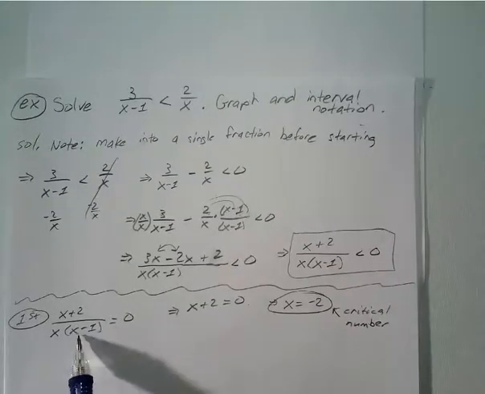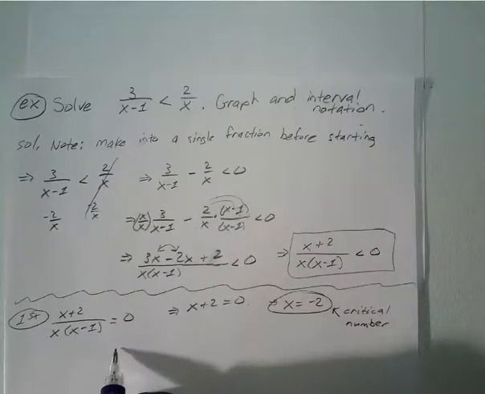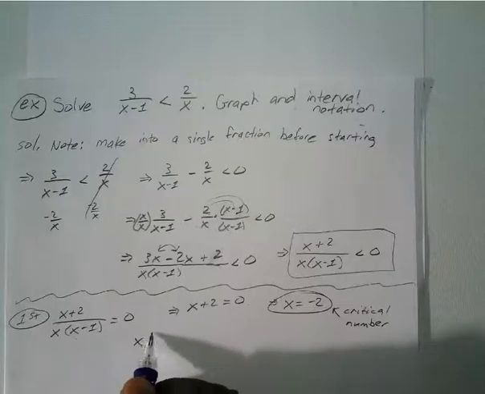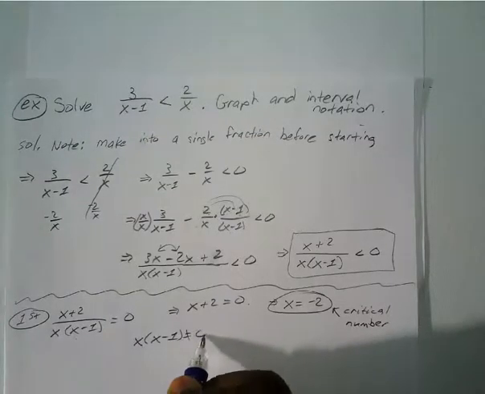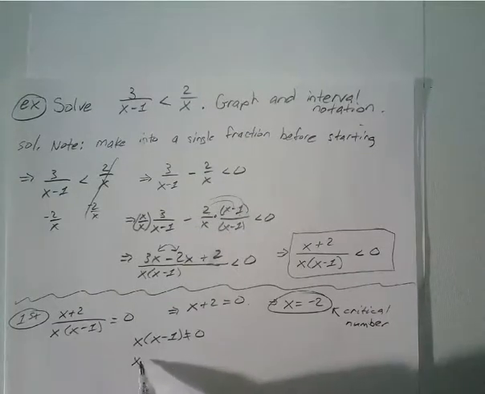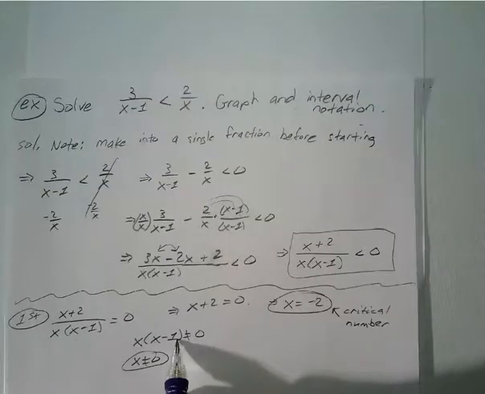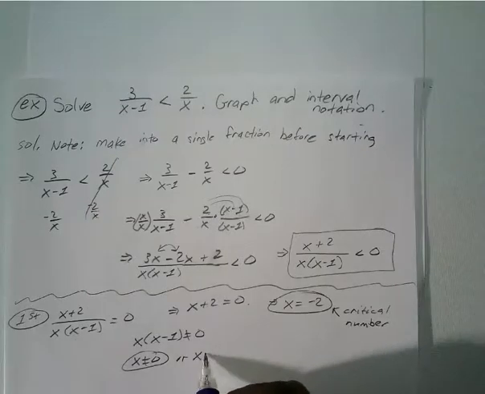But remember, your denominator also has a critical number. So that means that x times x minus 1 cannot equal 0. So that means x cannot equal 0, and x minus 1 cannot equal 0, so that means x cannot equal 1.